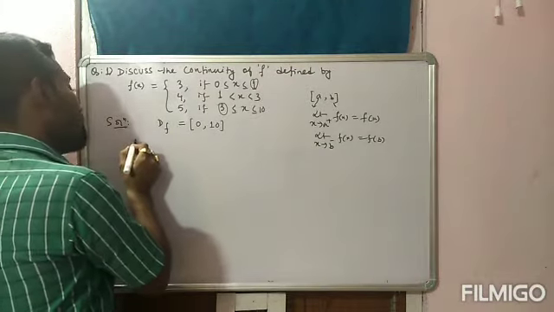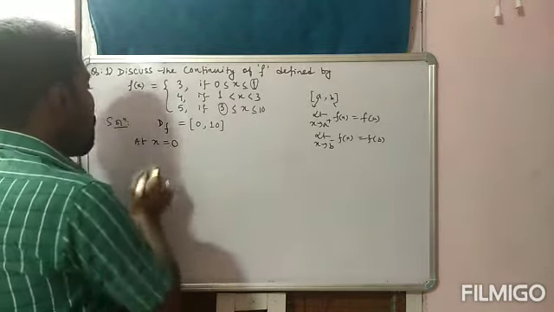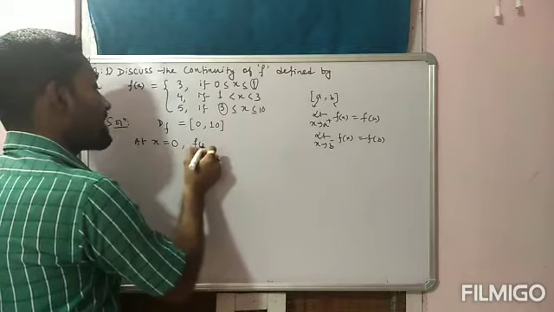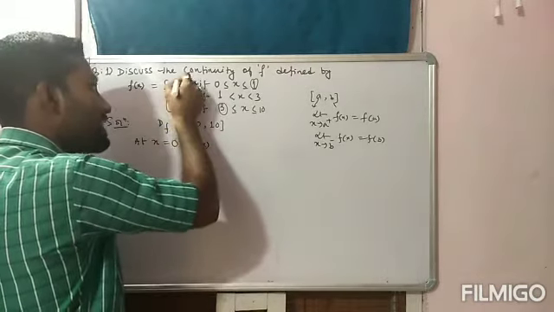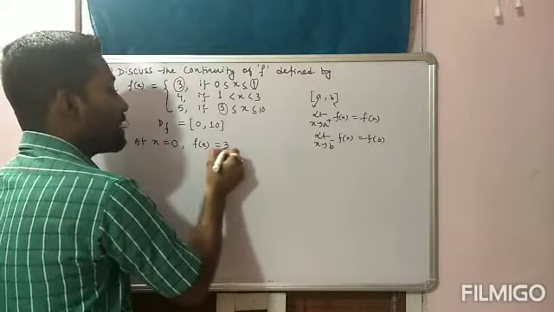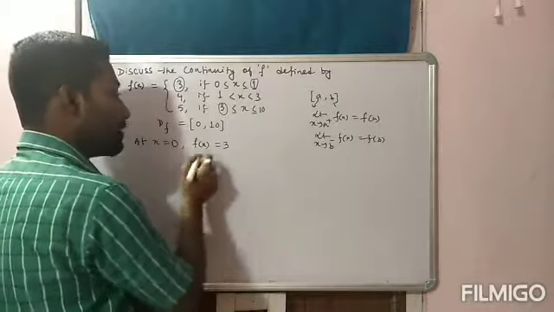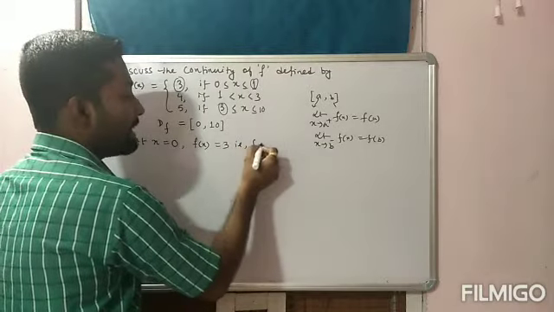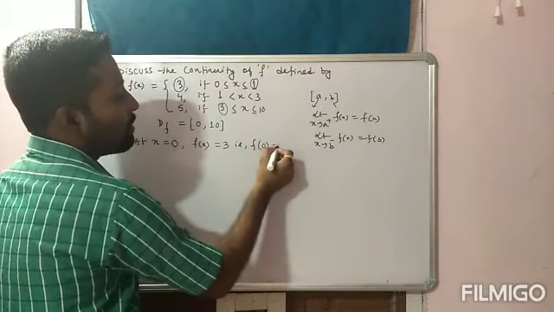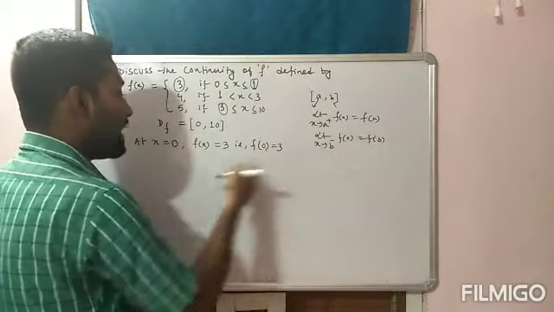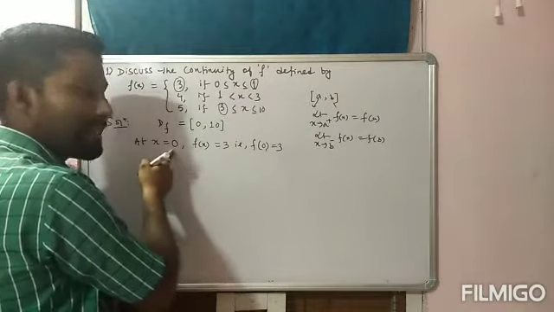So at x equal to 0, what is the value of f of x? At x equal to 0, the value of f of x is 3. So write 3. Okay, तो मुझे x equal to 0 में value मिल गया. So that means we can say that f of 0 is equal to 3. Here the value of a is 0 only. Yes, the value of x is 0.